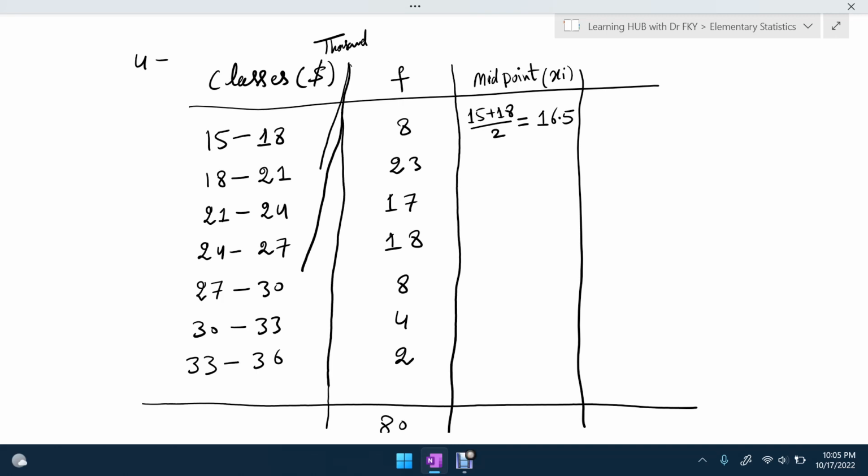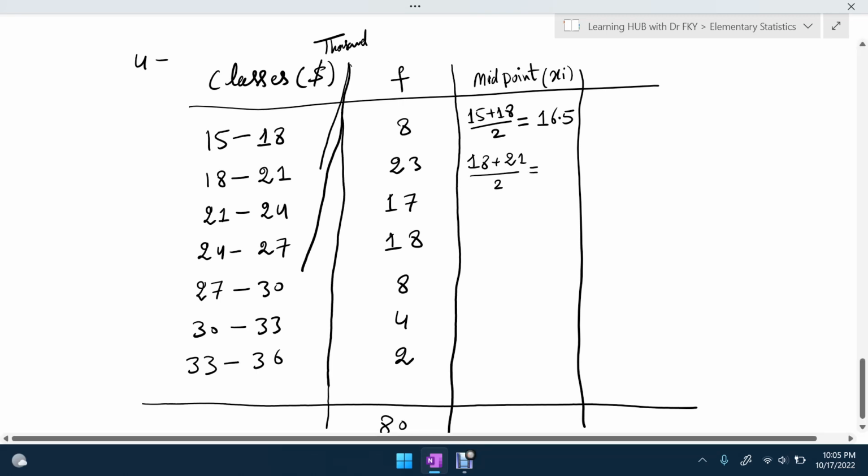For example, 18 plus 21. So for this class it should be 18 plus 21 divided by 2. This should be 19.5. You can add this simply: 18 plus 21 is 39, divided by 2 is 19.5.